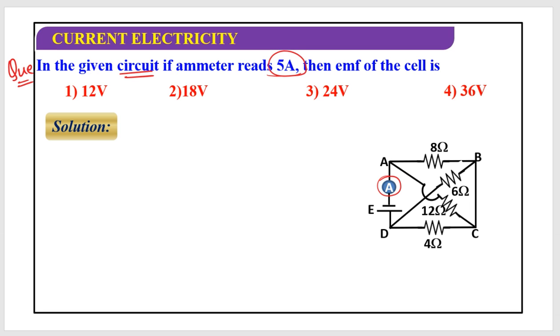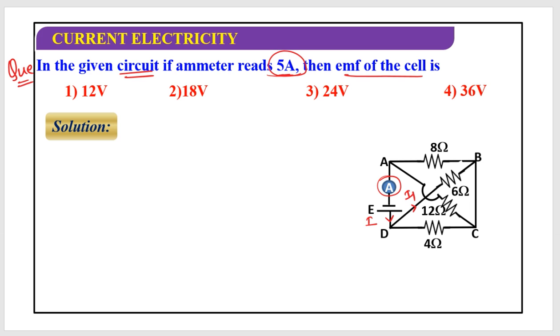Yes. So in the given circuit, if the ammeter reads 5 ampere, I need to calculate the EMF of the cell. Okay, how could I do this? Let's look at the circuit very carefully. Suppose current I may be starting from here, divided in two parts.